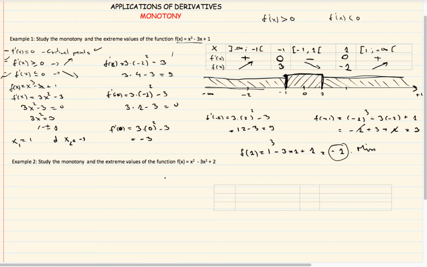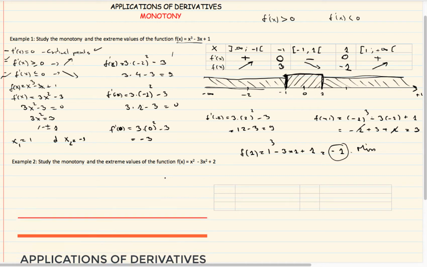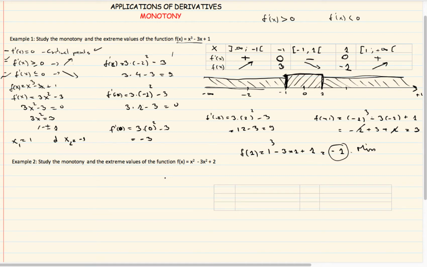Welcome. In this video, we'll continue the study of the application of derivatives, and you'll solve another example in which you are going to find the monotony of the function, which means where the function is increasing or decreasing, and also we're going to find the extreme values of a function, the maximum and the minimum value of that function. So our function is f of x is equal to x squared minus 3x plus 2.